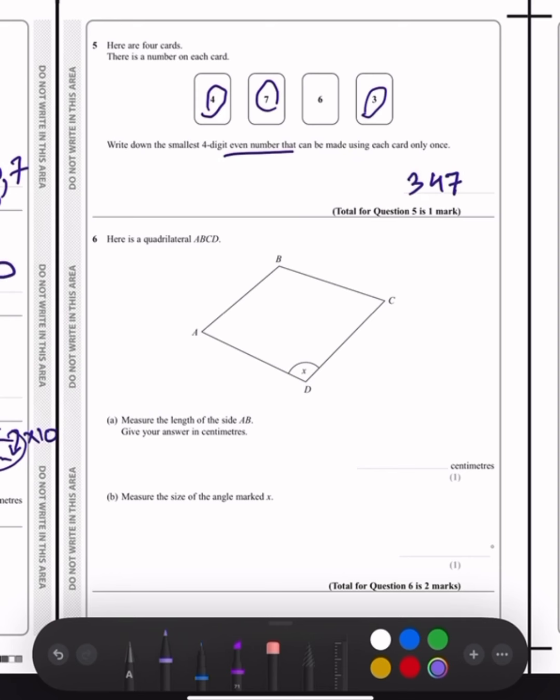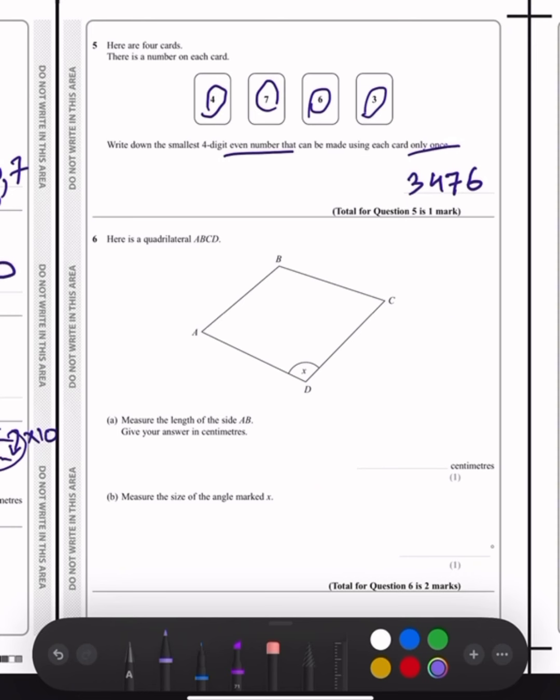And because we know 6 is an even number and the last number as well, we write 6. And this is how you will get your first mark for writing the 4-digit even number that can be made using each card only once. So only once is also important because some people might repeat this and be like, okay, 6, 6. That is a completely wrong method.